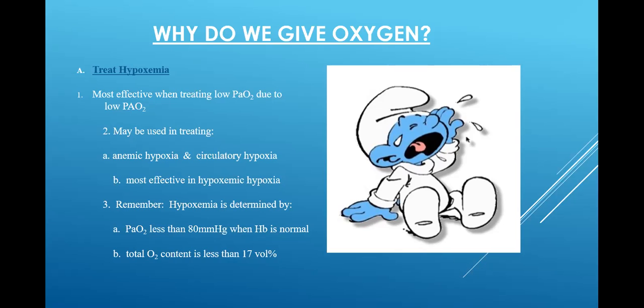So a low PaO2 less than 80, that's hypoxemia, right? Anything less than 80 is starting to be mild hypoxemia, okay? Also, a total O2 content of 17 or less is starting to be mild hypoxemia, right?